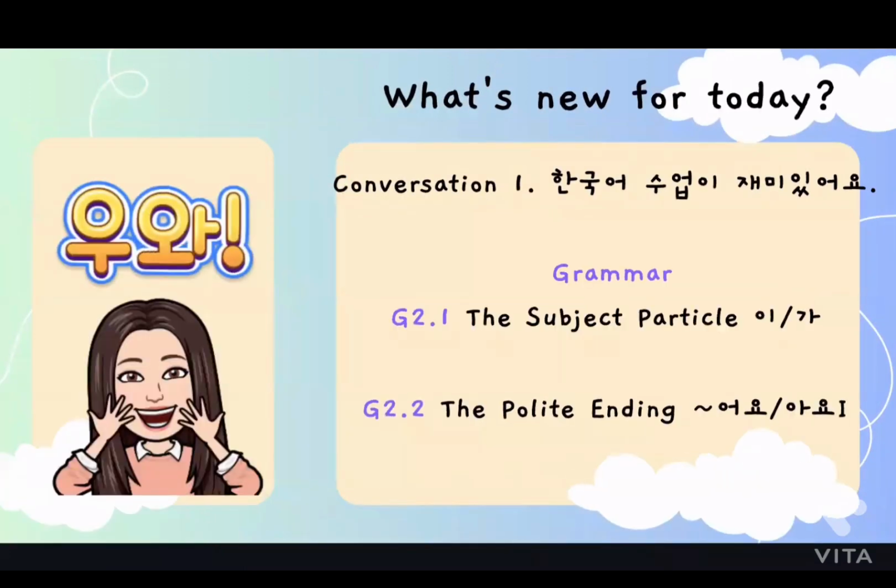So what's new for today? Today we're gonna learn about conversation 1, 한국어 수업이 재미있어요. And then we're gonna learn 2 grammar points. The first one, the subject particle 이 or 가. And the second one is the polite ending 어요 or 아요. All right, are you ready to go on? Let's go on our today's Korean journey.